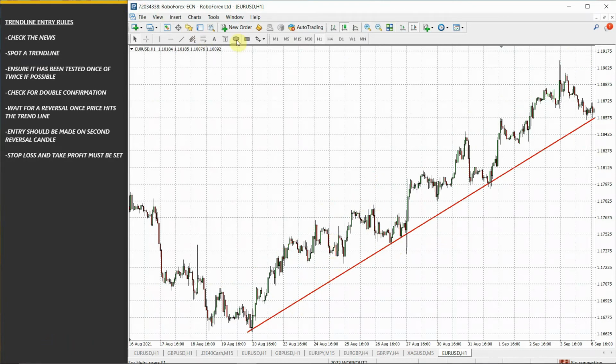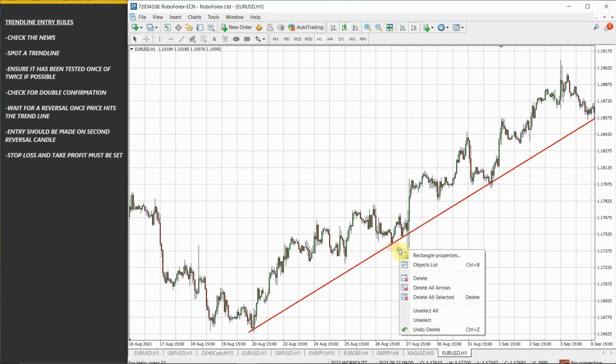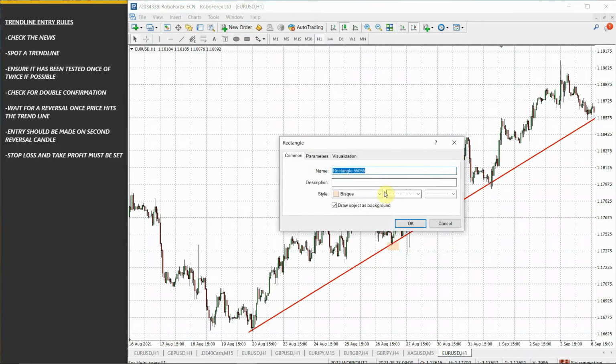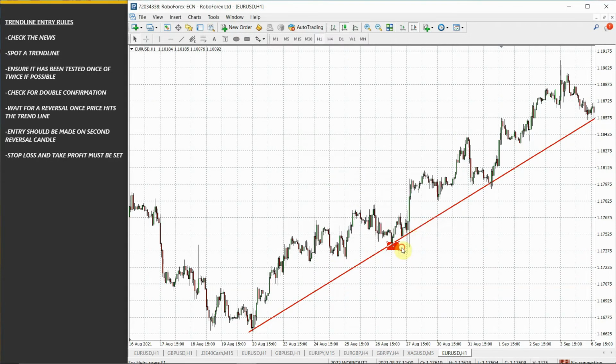So we have the very first test of this trend line. Let me mark it out here. All right, let's change this to red so we'll be able to see better. Okay, that's awesome. So this is the first test we had on this trend line. So ensure that we tested once. So check for a double confirmation. Our double confirmation, like I said, at this point, we could find a double confirmation.